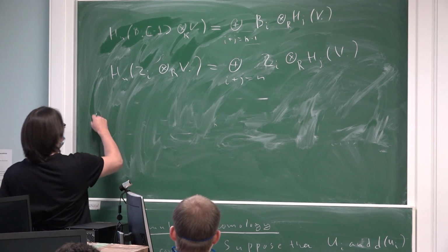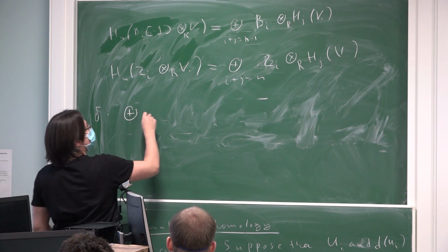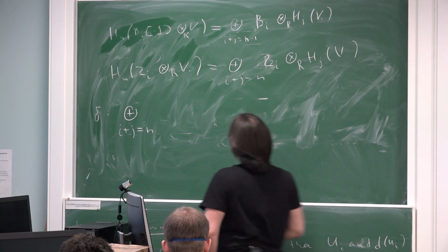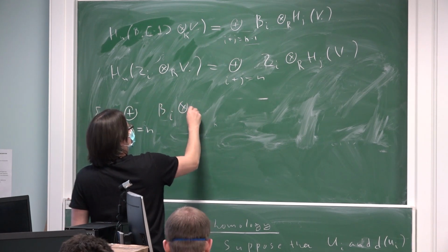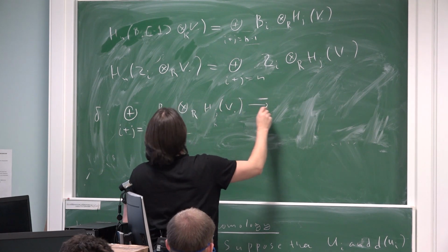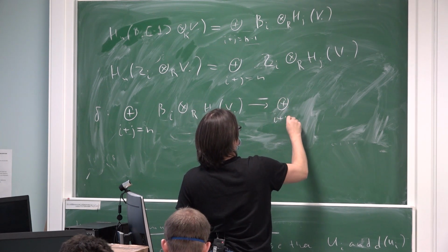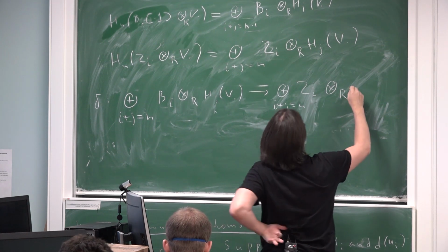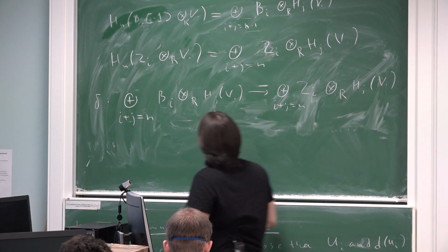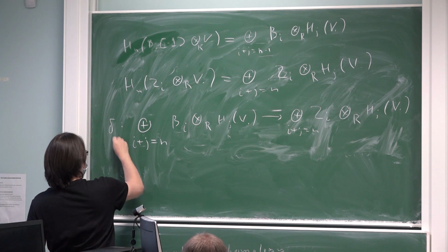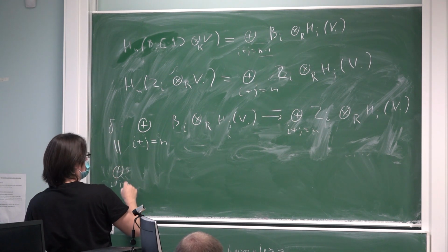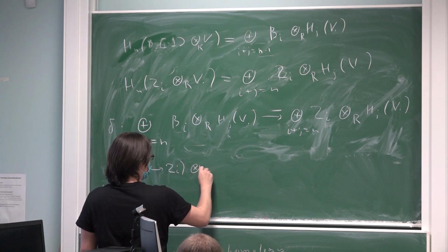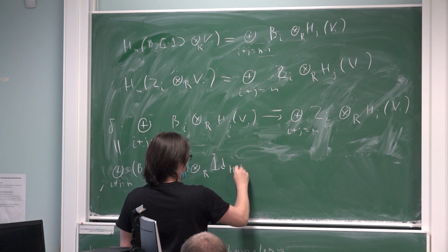And the map delta is from the direct sum for i plus j equals n, because it is from H_{n+1}, yes, of B_i tensor over A H_j of V to the direct sum for i plus j equals n of Z_i tensor over A H_j of V. And it is simply the direct sum for i plus j equals n of the inclusion of B_i into Z_i, tensor over A the identity on H_j of V. Yes.